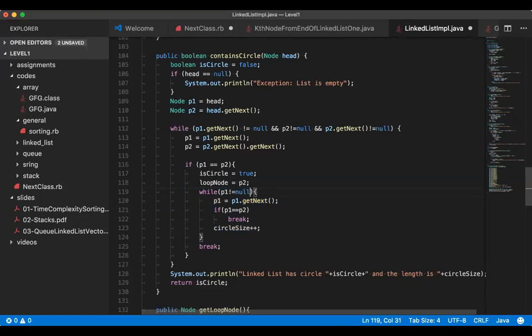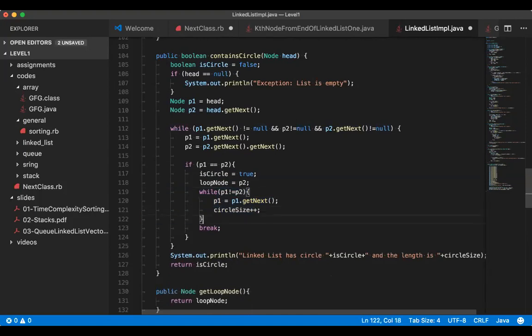Santosh, instead of just checking while P1 not equal to null, we simply have to check while P1 not equal to P2, because there won't be any null anymore, since they're part of the loop. Okay, correct. Simply check while P1 not equal to P2, keep on doing this, and circle size increases.